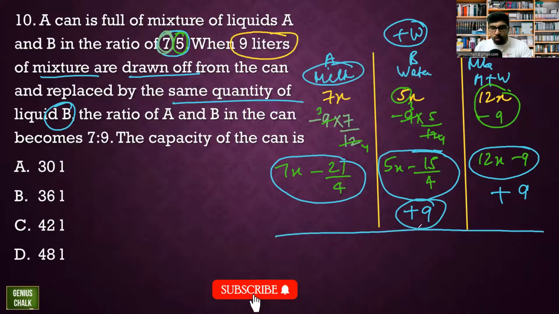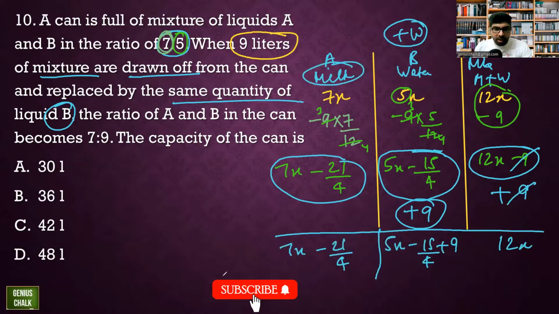So afterwards, what is the next scenario? It says after this happening, you can see this is total 12x, and this is becoming 5x minus 15 by 4 plus 9, and this is becoming 7x minus 21 by 4, right? Now what it says, the resultant ratio of this and this is how much? It is 7:9. So just find it now.